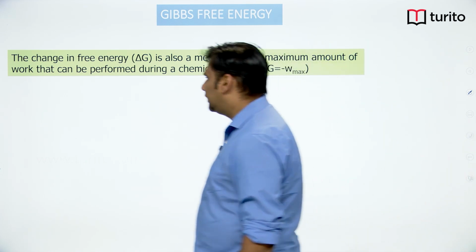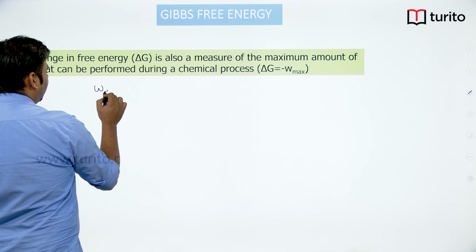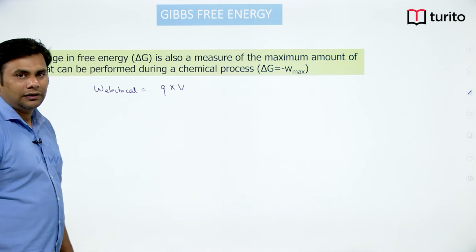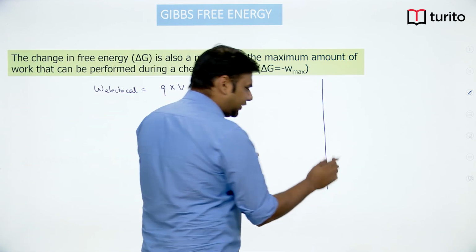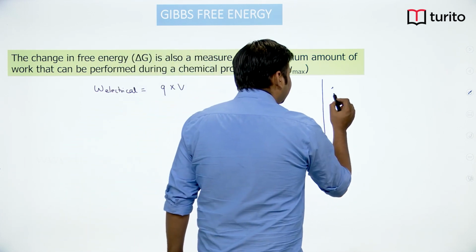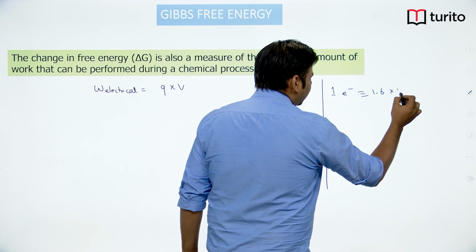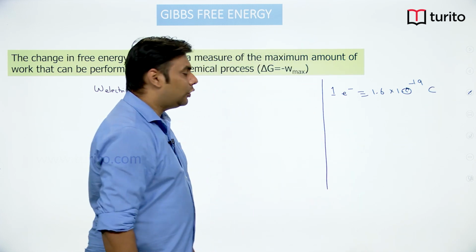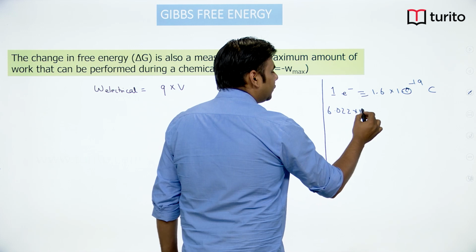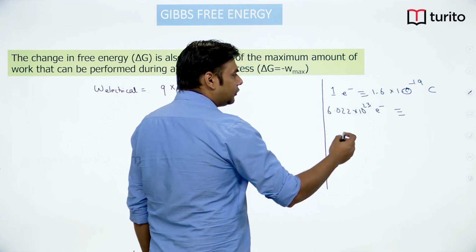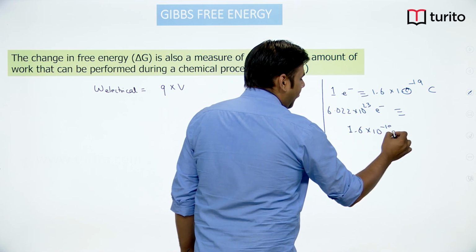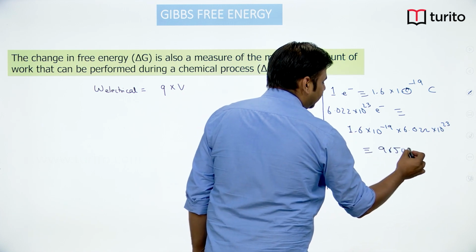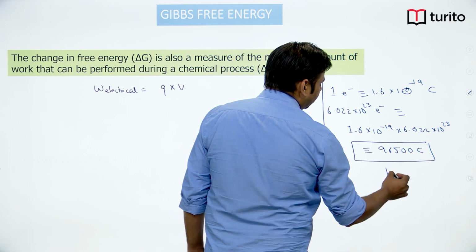Okay. If we talk about electrical work, we know that electrical work is the charge into the potential. Let me talk about a basic thing. We know that the charge on one electron is 1.6 into 10 raised to the minus 19 coulomb. If we talk about 1 mole of electrons, that is basically this number times the charge. So the charge on 1 mole of electrons, when you calculate this, comes out to be 96500 coulomb. So 96500 coulomb is also known as 1 Faraday.